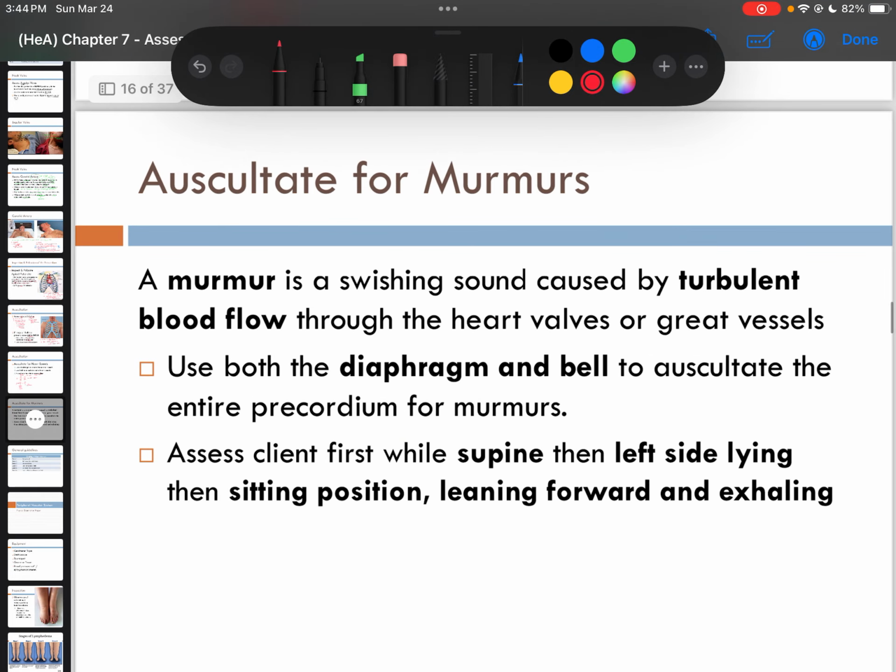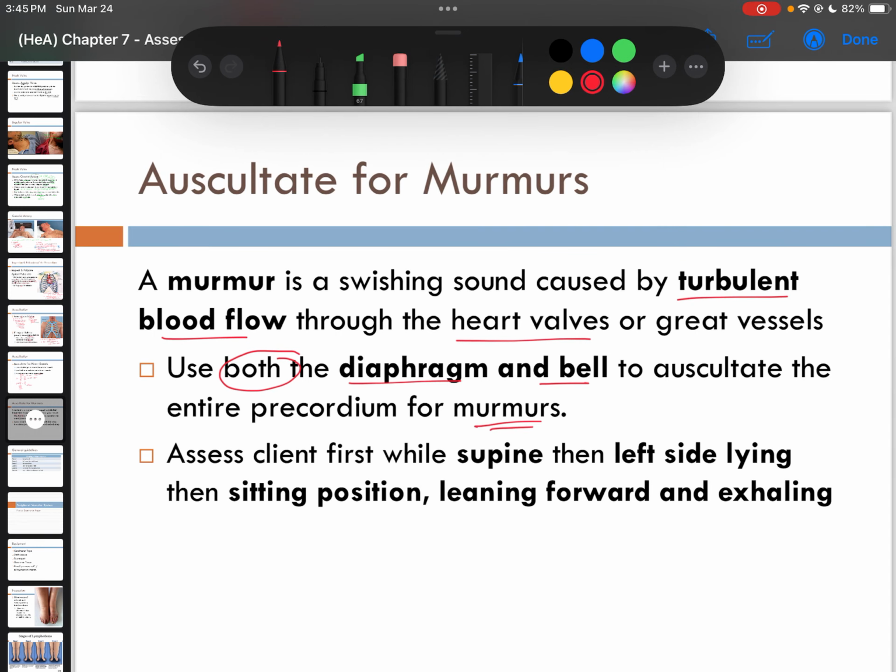Next is we auscultate for murmurs. A murmur is a swishing sound caused by turbulent blood flow through the heart valves or great vessels. Use both the diaphragm and the bell to auscultate the precordium for murmurs.